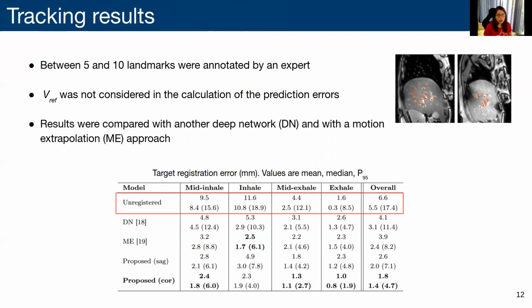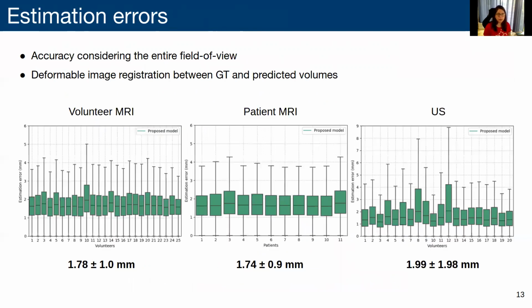The first row in this table shows the tracking errors without motion compensation at different respiratory phases and the overall value. It can be observed that the proposed model driven with coronal images was able to compensate these errors. Moreover, we observe a slightly increased performance with respect to the sagittal orientation, which is in line with previous findings.